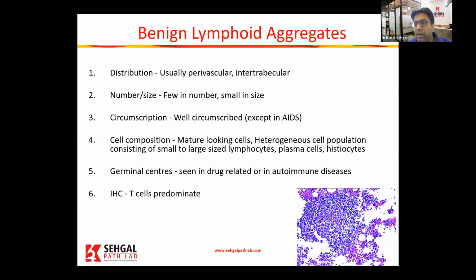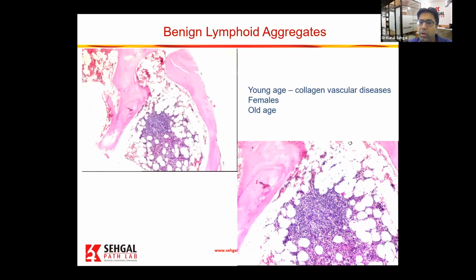In IHC, typically, if you do, they show an admixture of T and B cells. And most reactive lymphoid aggregates will show more T than B or almost equal. When it's sheets of B cells with very few T cells, then you start worrying about whether it is a lymphoma. And typically, most B cell lymphomas, in addition to lymphoid aggregates, will show you interstitial spread of B cells also. So those are the kind of things which you need to know.